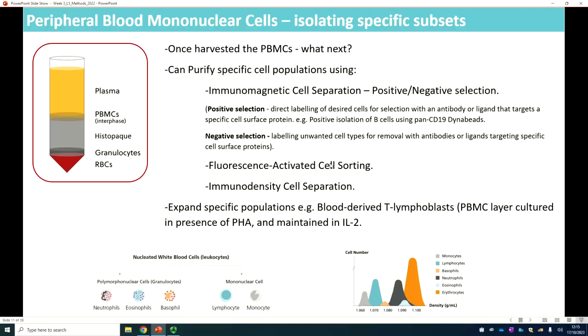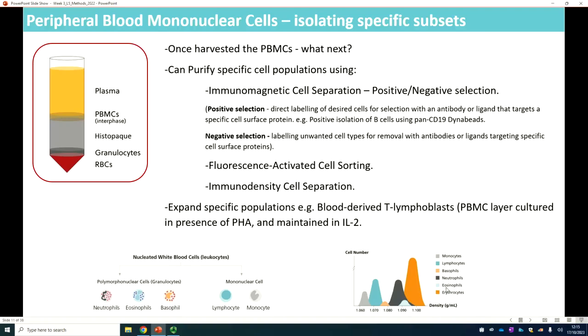We then have fluorescence-activated cell sorting. This is based on FACS analysis, but it's where you use a cell sorter, and this can actually be used to separate cells into specific populations. So you can harvest, let's say, just your CD4 positive cells or just your CD8 positive cells, or whatever cell population you want, based on the cell surface markers and the antibodies you use. You can also use immunodensity cell separation, which is largely based on centrifugation, like we've done over here. And this just shows you a profile of the different densities at which you can separate out your monocytes, lymphocytes, basophils.